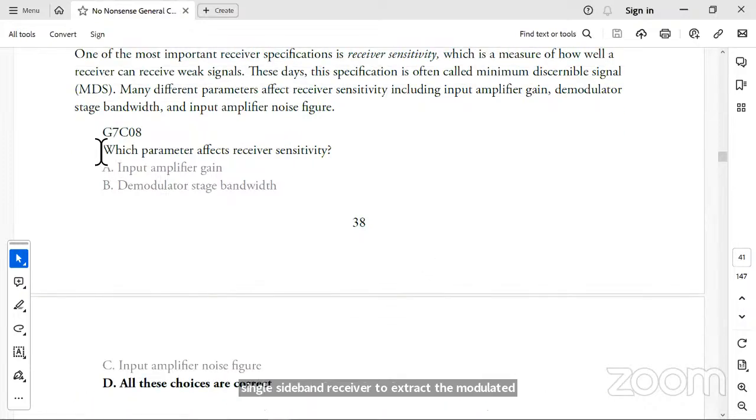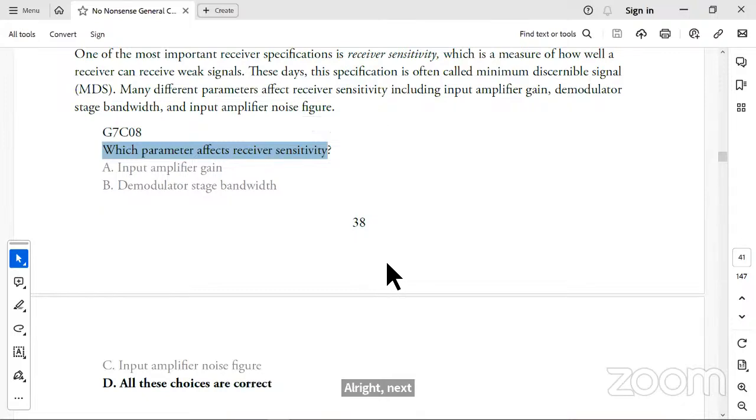All right. Next question in the question pool. Which parameter affects receiver sensitivity? So we did show a slide that talks about receiver sensitivity. What are some of the important attributes that we need to take into account that affects that receiver sensitivity? We listed 3 of them.